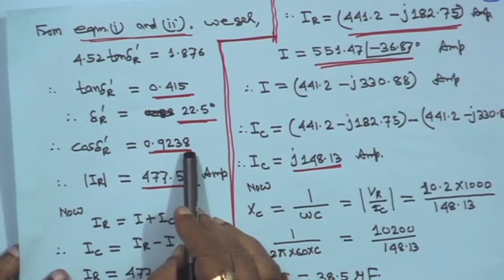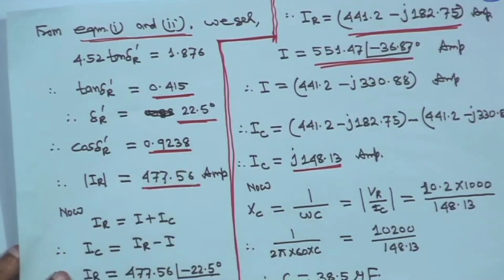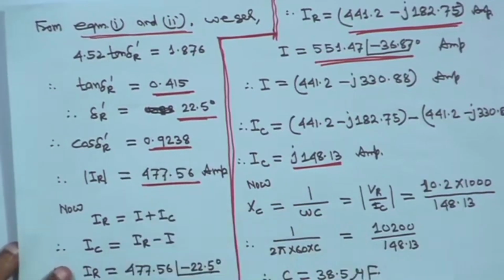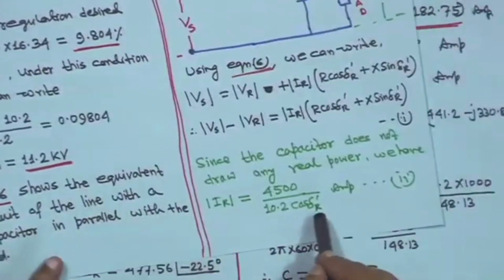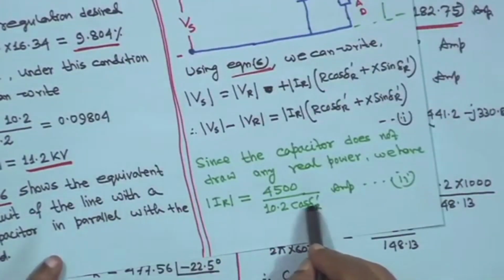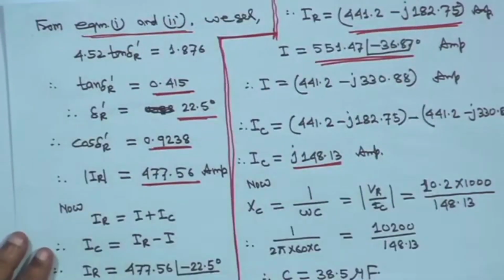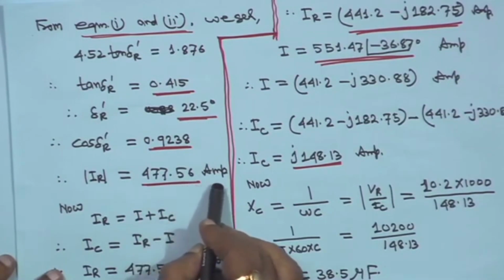Earlier it was 0.8, now it is 0.9238, because you want to maintain the regulation to 60% without any capacitor across the load. And as cos delta R dash is 0.9238, you substitute it here. If you do so, then the magnitude of Ir, that current magnitude, you will get as 477.56 ampere. This is the current.